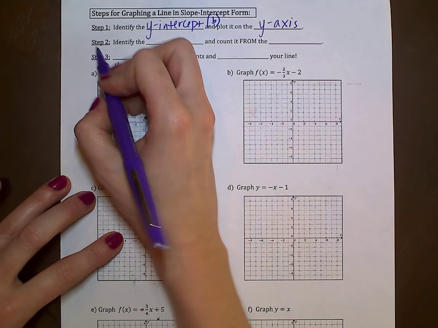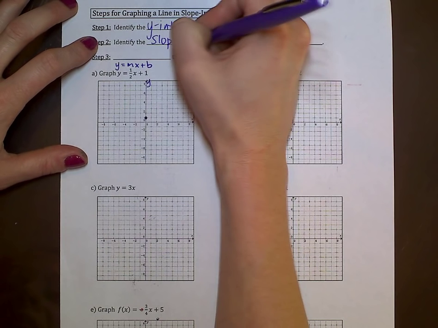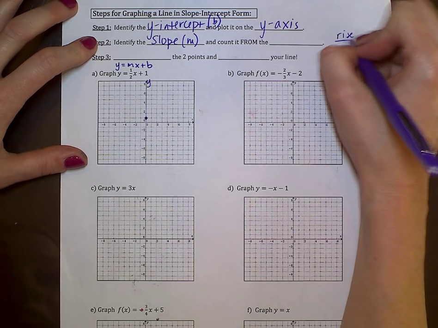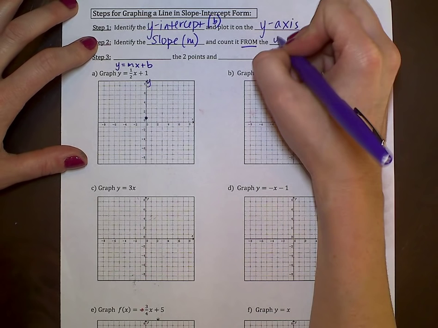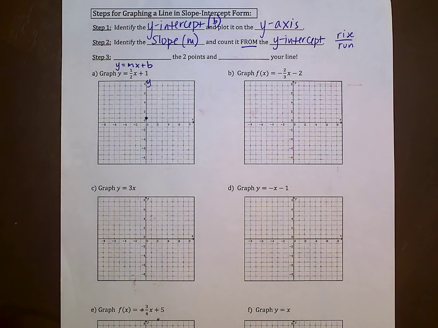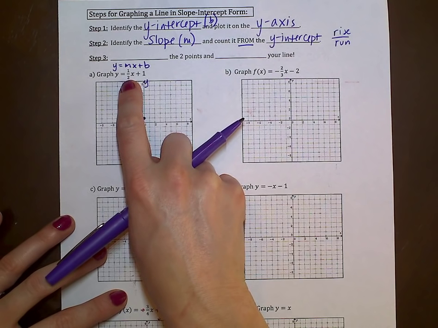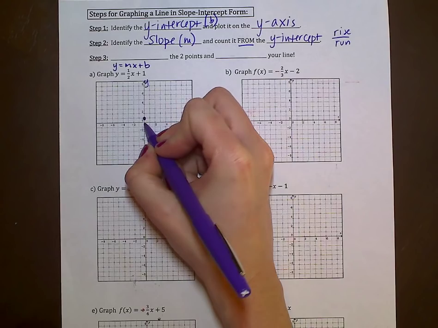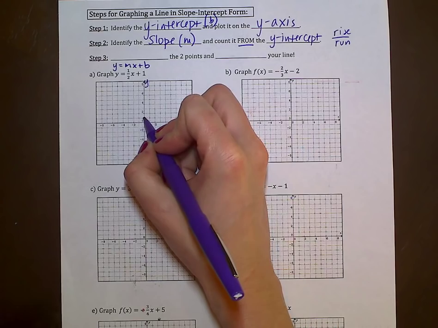Okay, step 2 is identify the slope, or the m, and you're going to count the slope. So think like rise over run. You're going to count it from the y-intercept. Okay, here's what I mean. So in A, the slope is 1/2. I'm going to count that from the point that I've already plotted. Don't go back to the origin in the middle and count it from there. Count it from the point you've already plotted.